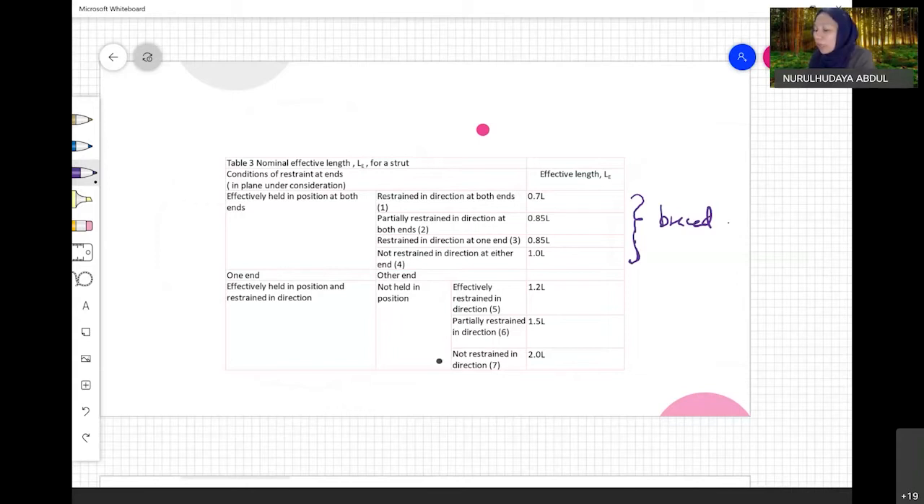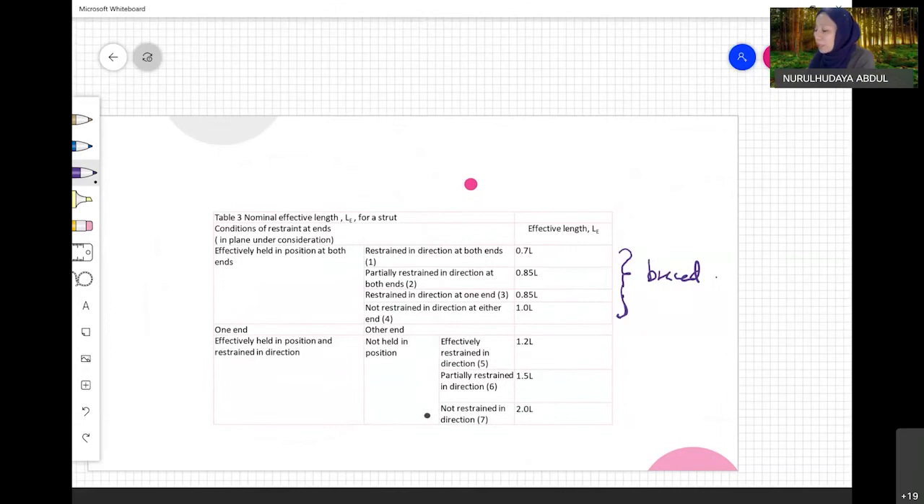Kalau you tengok dekat unbraced, okay, kat unbraced, effectively held in position and restrained in direction at one end. Okay, so one end dia memang direction position dia okay, which is good lah. Tapi at the other end not held in position at all. So maksudnya tak fulfill the fixity in the question. Sebab satu lagi not held in position. Okay, position dia tak held. Sebab sekarang kita nak top and bottom dua-dua held in position. Possibility-nya hanyalah braced saja, unbraced tak adalah. Yang 5, 6, 7 ni no, it cannot be.